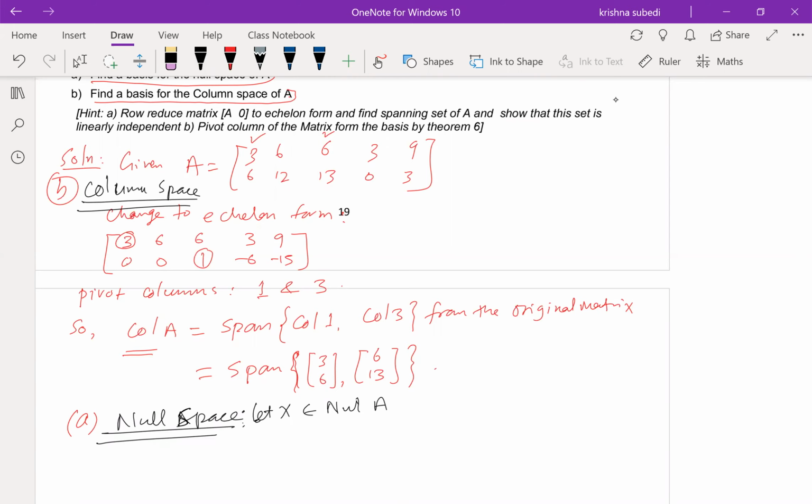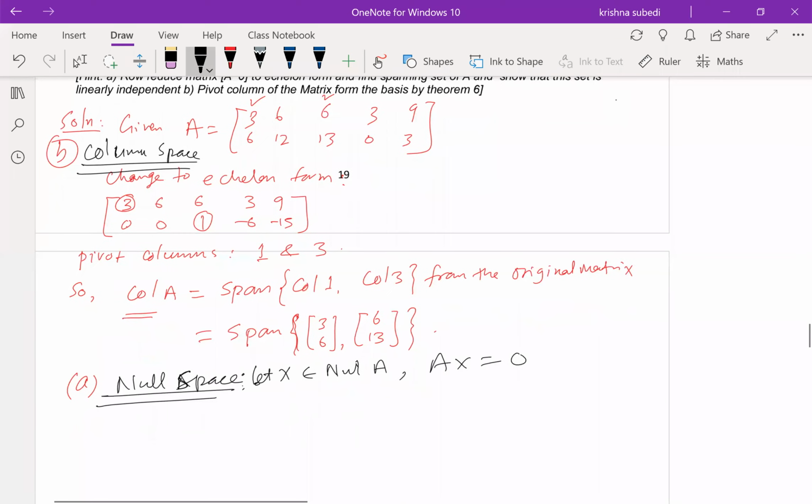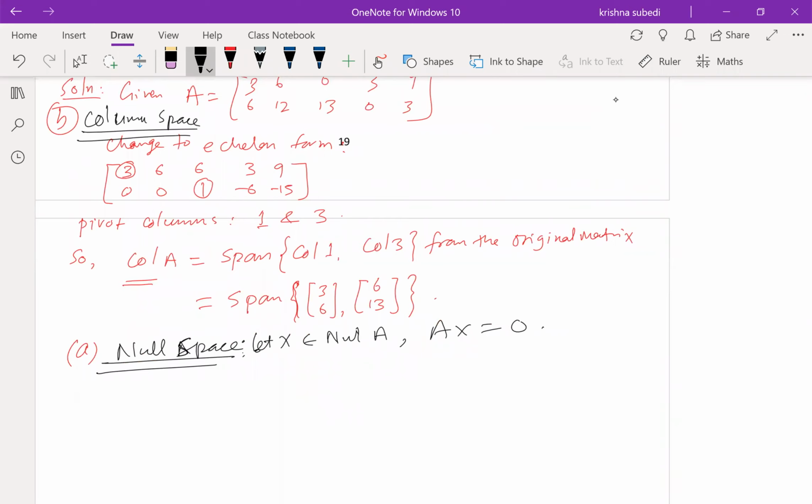I'll write it here, I need more space. That means AX equals 0. We know that. Now we need to solve this system. I think the easiest method for solving this system would be considering the augmented matrix, right? Everyone is okay with that.